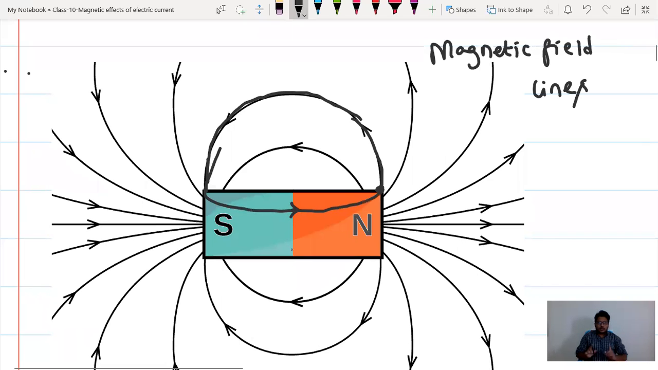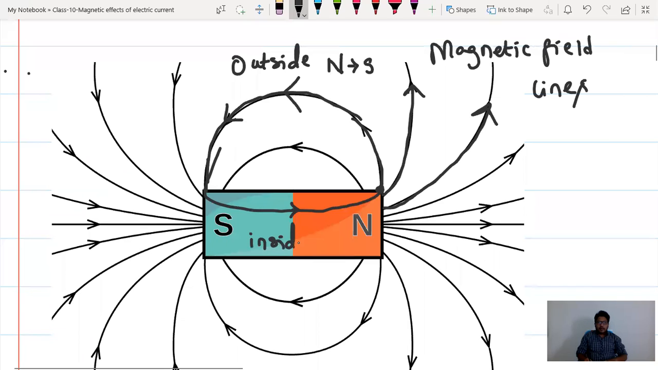Second point, coming to the direction of the magnetic field lines, if it is outside, magnetic field lines will flow from north pole to south pole, north to south. You can observe all magnetic field lines are starting from north and they will move towards south. And while coming to inside, magnetic field lines will flow from south to north like this.